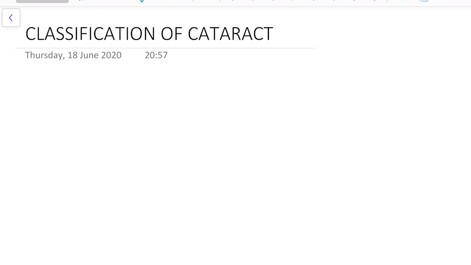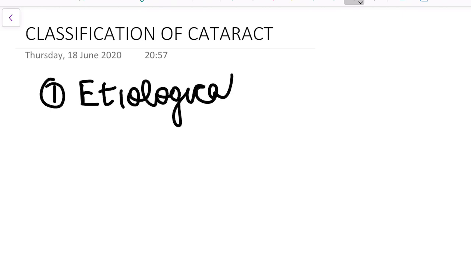So let's start with the classification of cataract. First, we need to know what is cataract. Cataract is development of opacity in the lens or its capsule. Simple. So there are two classifications of cataract. The first one is etiological. The second one is morphological.